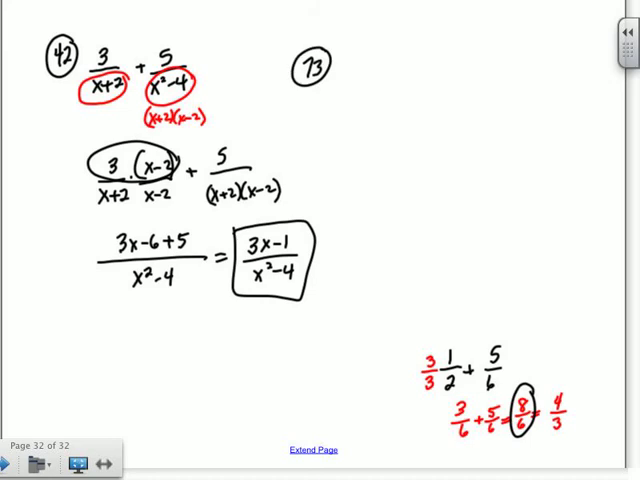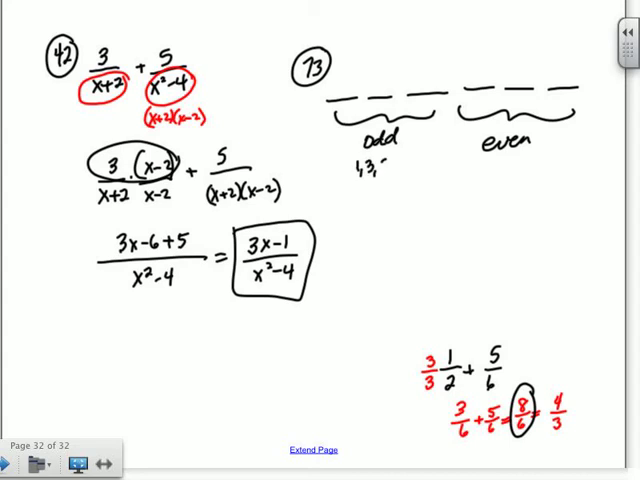Okay, 73, it says number of ways you can make a 6-digit code using only odd numbers for the first 3 digits. So odd numbers. And then even numbers for the last 3 digits. And I gave you a hint. I said 0 is an even number. Digits can be repeated. Okay, so odd numbers I would have 1, 3, 5, 7, and 9. Even numbers for digits I could have 0, 2, 4, 6, and 8.